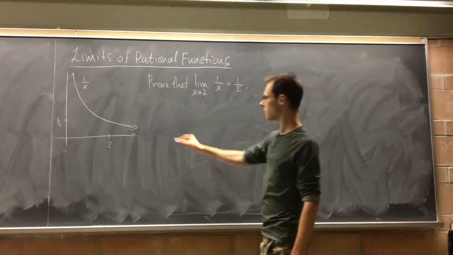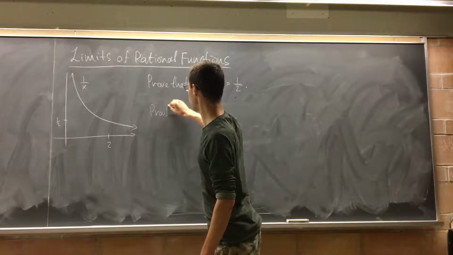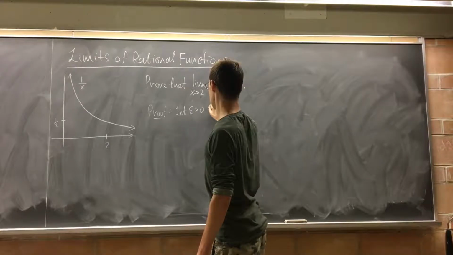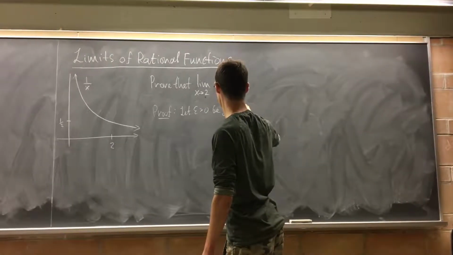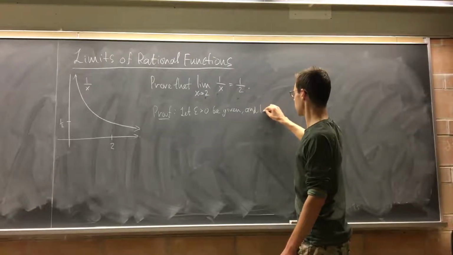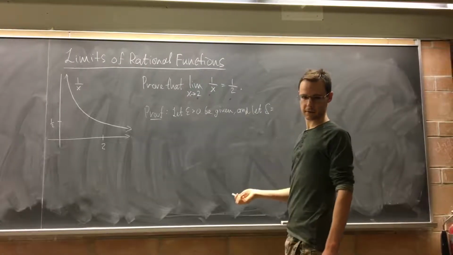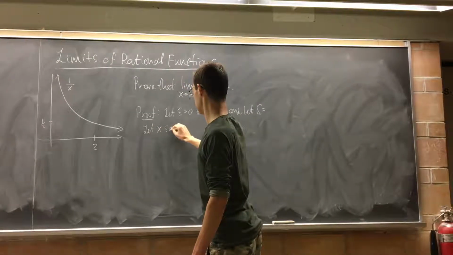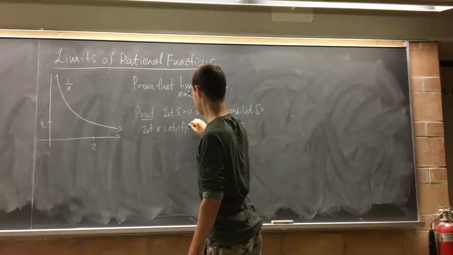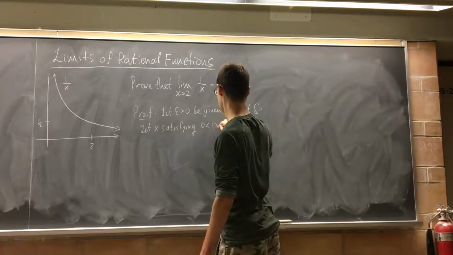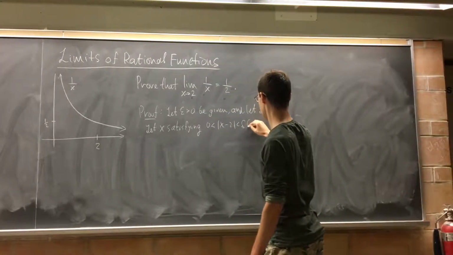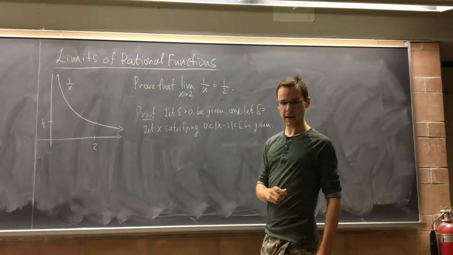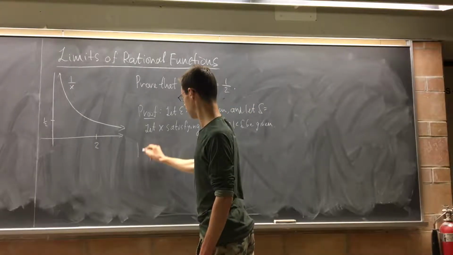Okay? Proof. Let epsilon greater than 0 be given, and let delta equal something. As usual, we're also going to let x satisfying 0 less than abs x minus 2 less than delta be given. And we're going to start our proof.